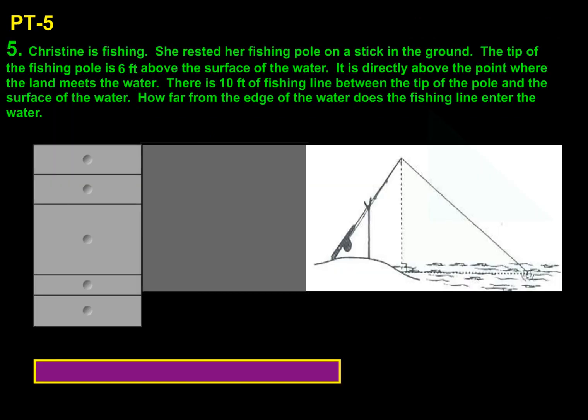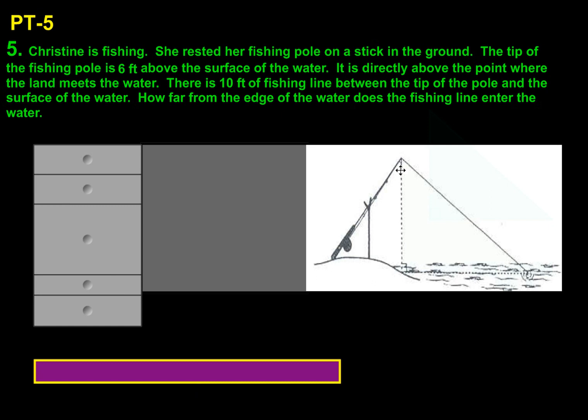We'll start with question number 5. It says Christine is fishing. She rested her pole on a stick in the ground. The tip of the fishing pole is 6 feet above the surface of the water. It is directly above the point where the land meets the water. There is 10 feet of fishing line between the tip of the pole and the surface of the water. How far from the edge of the water does the fishing line enter the water?